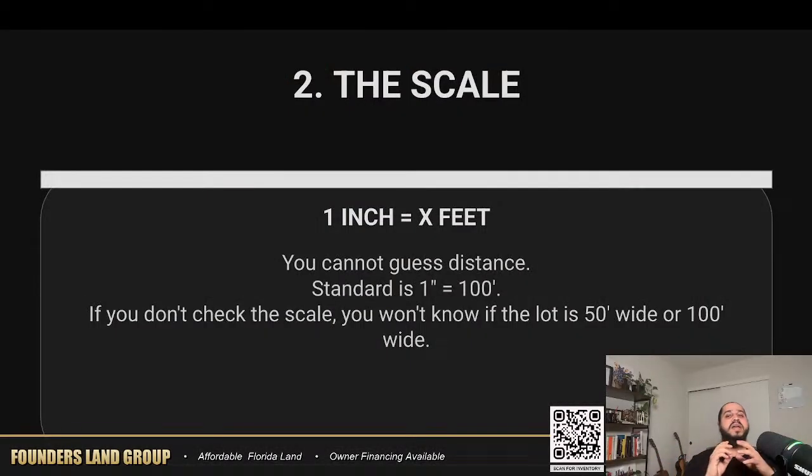The scale. Do not get confused. An inch is technically translating into some number of feet. If you look at the scale, 1 inch might translate into 100 feet. If you do not check the scale, you won't know if the lot is 50 feet wide or 100 feet wide, and that's where you need to understand the mechanism of how the scaling and the measurement is done.